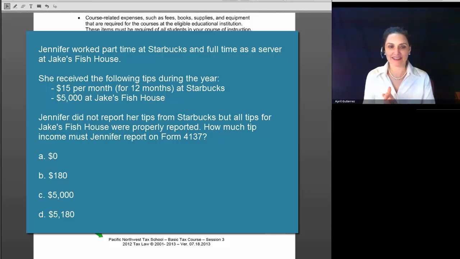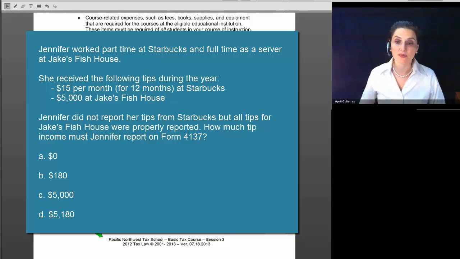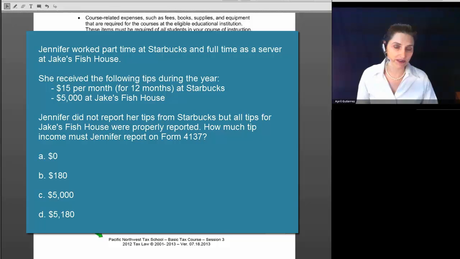This is kind of a nasty question because I didn't really discuss one of the important rules about reporting tips while I was teaching today's class. I've never actually put it in the manual. To know the rule, you either have to read Form 4137 and the instructions for Form 4137, or you have to read Pub 17 where it talks about it there too.